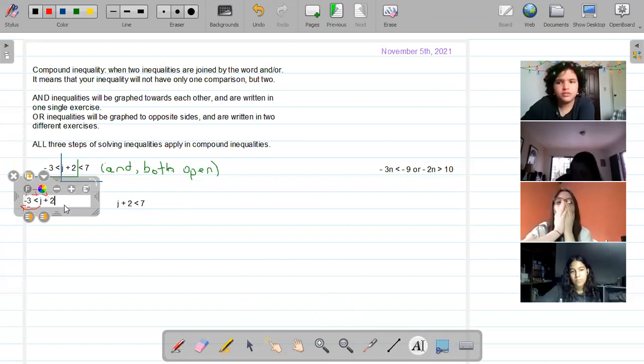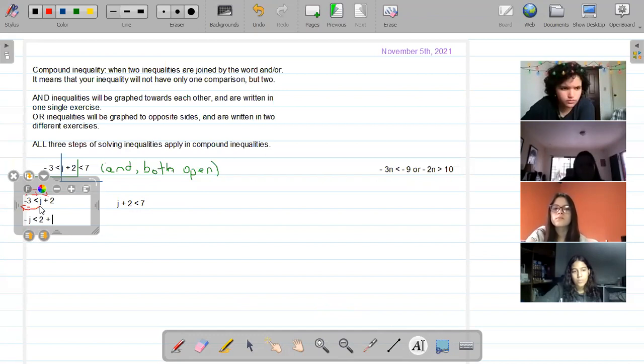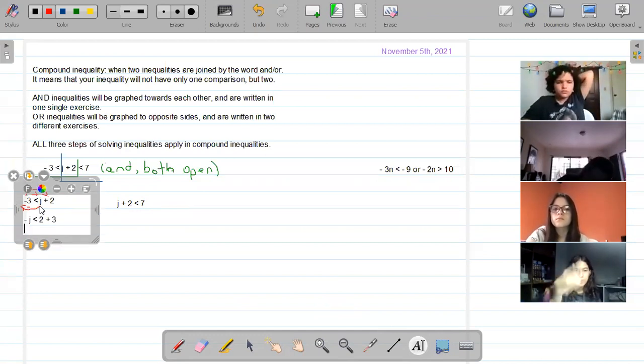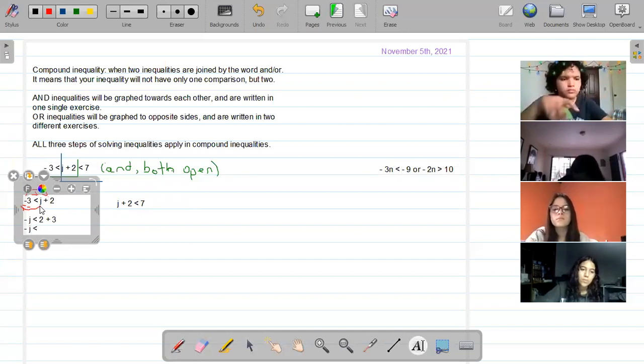So what are we going to have now? Well, now we have -j, because we just moved it, okay, less than +2, which was already on the right side, plus 3. And now we get to solve that. And we're going to have negative j is less than, how much is 2 plus 3?